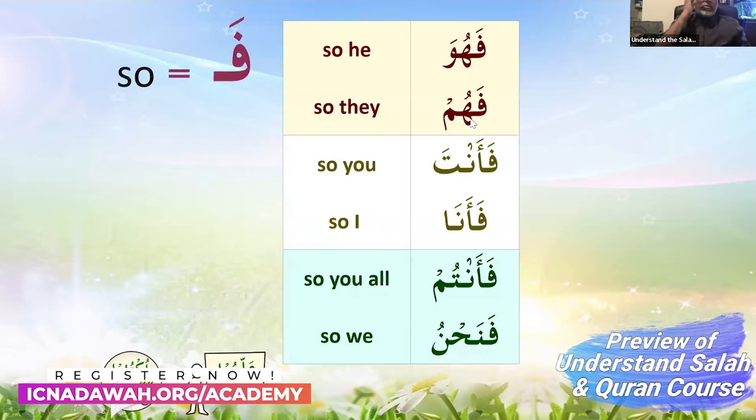So let us translate once with actions. Fahuwa, so he. Fahum, so they. Fa anta, so you. Fa ana, so I. Fa antum, so you all. Fa nahnu, so we. That's the end of the practice lesson.